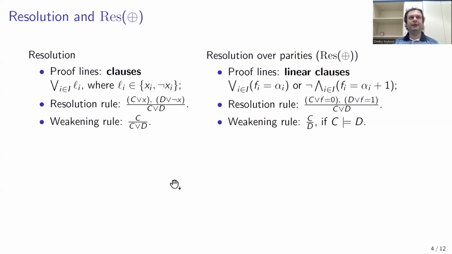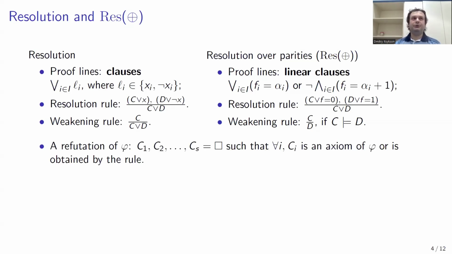The weakening rule here is much stronger than what we have in plain resolution. We can derive a linear clause from a linear clause, any linear clause that is semantically implied by the former clause. A refutation of a formula phi is a sequence of clauses, plain or linear, such that the last clause is empty, the contradiction, and every clause is either an axiom of the initial formula or is obtained from the previous ones by the rule.